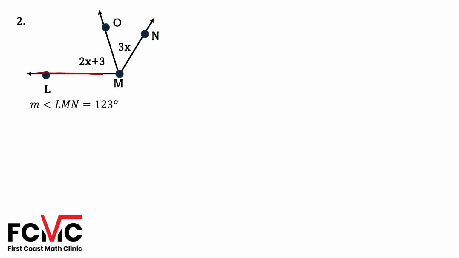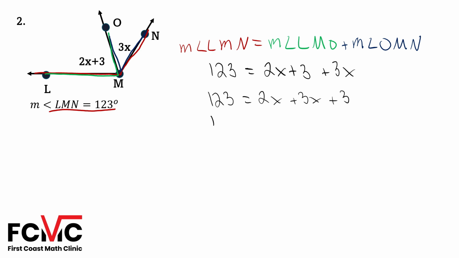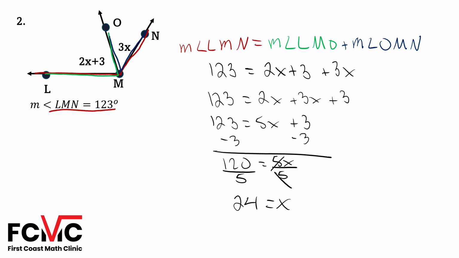Number two, our larger angle is LMN, which we know is 123 degrees. I'll write that out in red. That's going to equal the sum of the two smaller angles, which are LMO and OMN. Substitute in our expressions. LMN is 123 degrees. LMO is 2x plus 3. OMN is 3x. Let's group our like terms. Let's solve this for x. We're going to get 123 equals 5x plus 3. Let's subtract 3 from both sides. Get 120 equals 5x. Divide by 5 and 5. You get x equals 24.